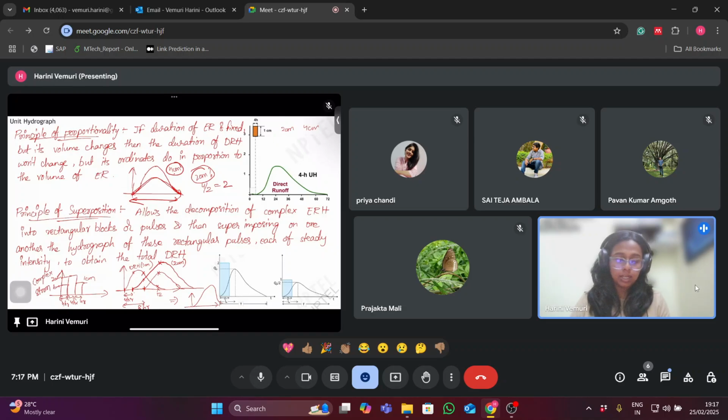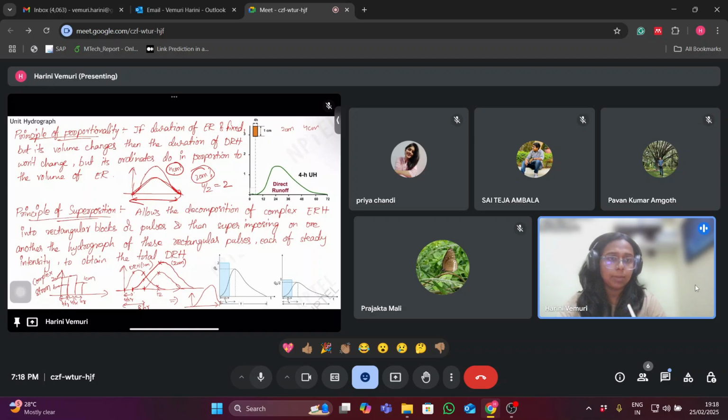But there are limitations of the unit hydrograph. One is, as we have already discussed, that rainfall cannot happen uniformly across the basin and also with time, right? So that is one of the drawbacks in real time. And also it can be applicable only for drainage areas that lie between 200 to 5 lakh hectares. Okay.